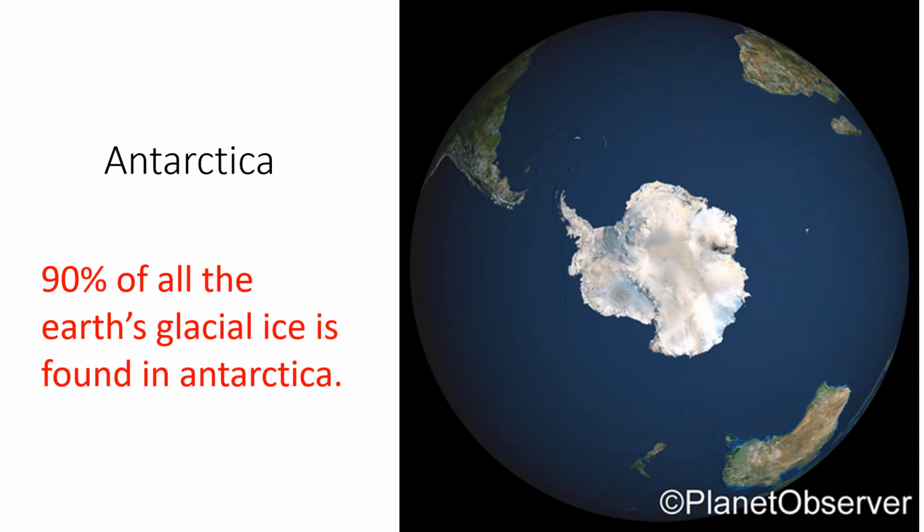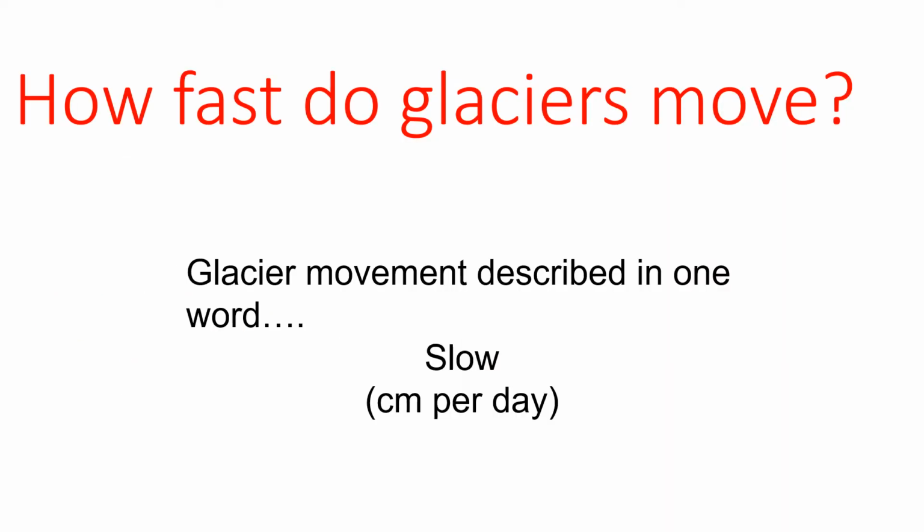Now, Antarctica is like Glacier Central. Over 90% of all the Earth's glacial ice is found in Antarctica. Not a huge tourist destination because let's face it, not many people get to Antarctica, but that's where the majority of the Earth's glacial ice is found. Now, these are moving. The question is how fast. Glacier movement is described basically with the word slow. We're talking like centimeters per day. Most glaciers basically just crawl.